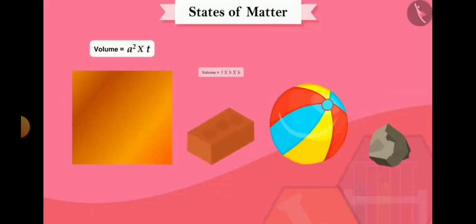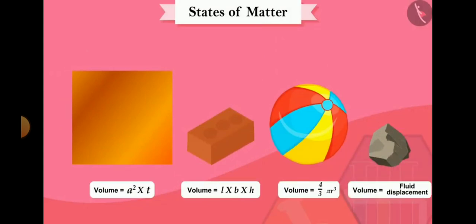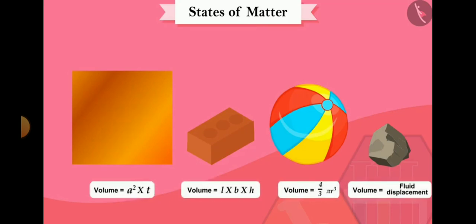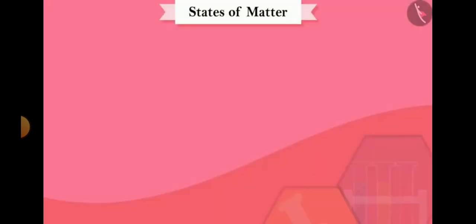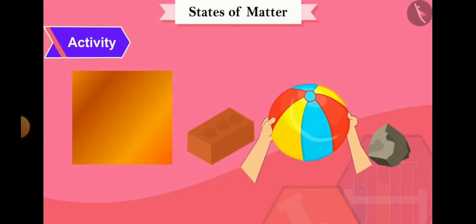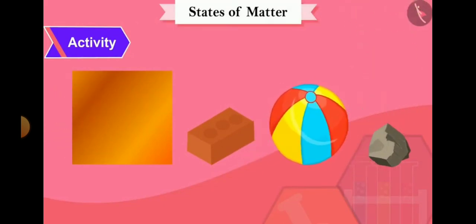Now, if we look at their volume, we will find that the volumes of all these matter are constant. That is, there is negligible compressibility. Now, let's do a fun activity. Try hitting these objects with a hammer, dragging or dropping them. What do you see? Has their shape changed?